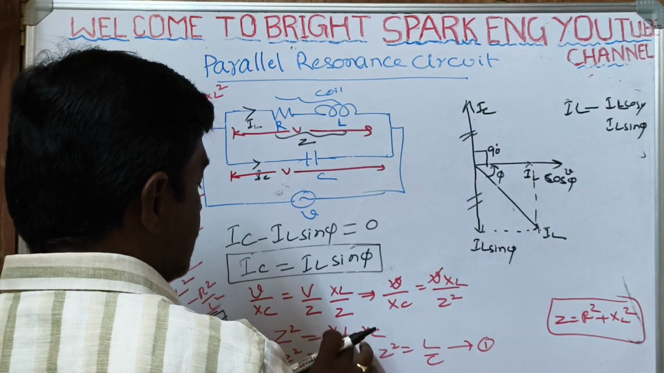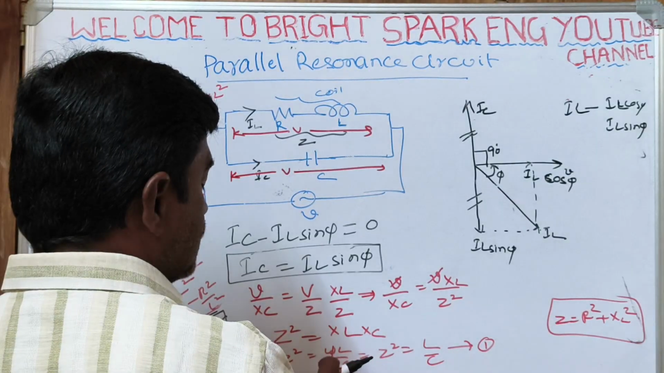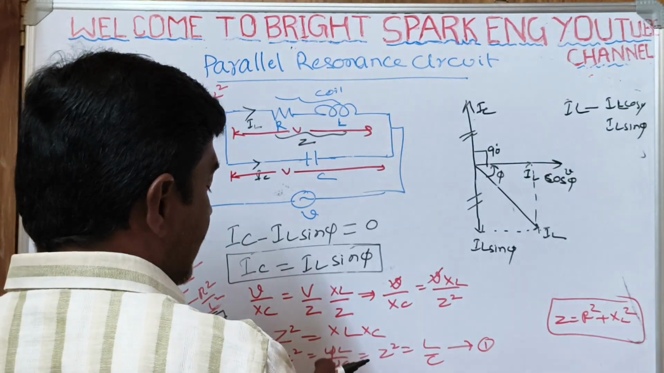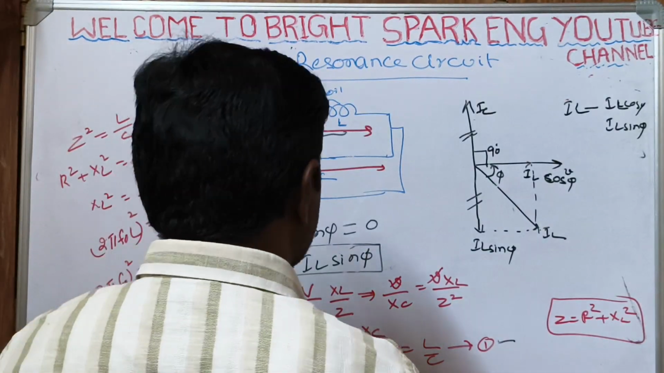Here Z square is equal to XL times XC, where XL is equal to omega L and XC is equal to 1 by 2 pi FC, that is 1 by omega C. Omega is cancelled. Z square is equal to L by C. This is equation number 1.